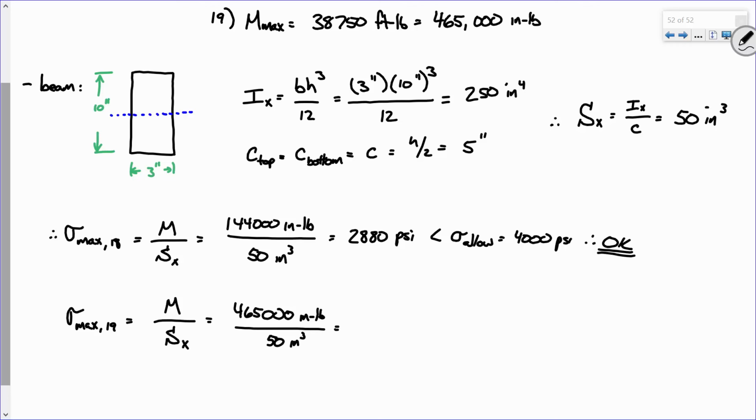What does that come out to be? 9,300. Now, what does that mean? No good. Now, you usually see NG on calcs. Most engineers know what that means. Okay, and NG, that's sort of our convention.